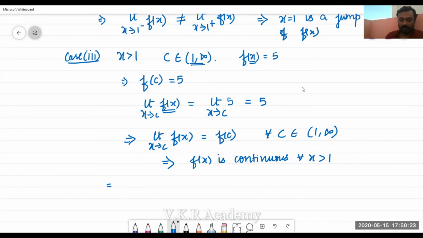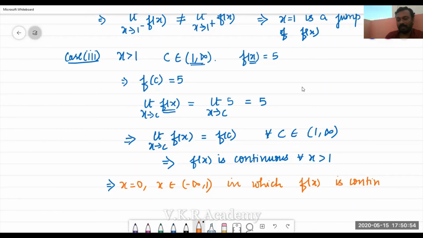In the question we are asked to check the continuity at 3 different points. First point, x is equal to 0. That means x belongs to minus infinity comma 1, in which f of x is continuous. That we have proved earlier. This follows automatically from case 1.